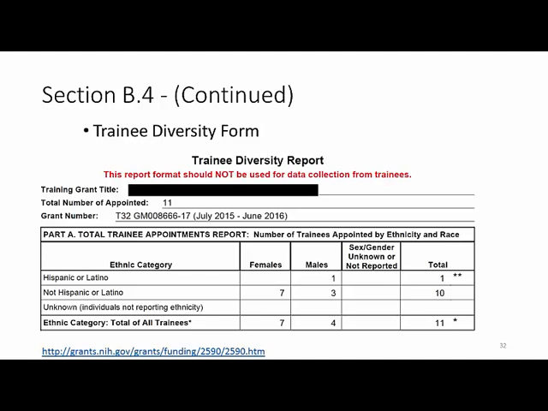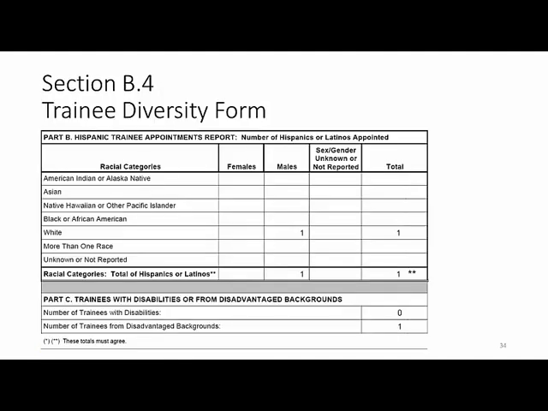The last part here is trainees with disabilities or disadvantaged backgrounds. If you have anybody in that category, you would list that here.